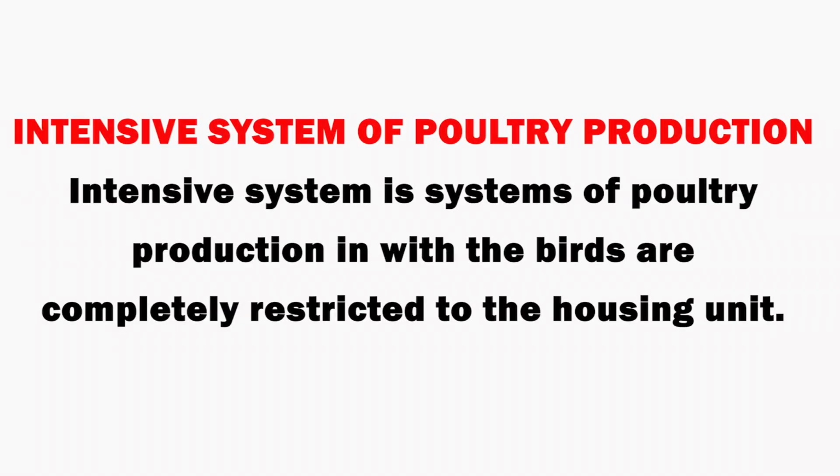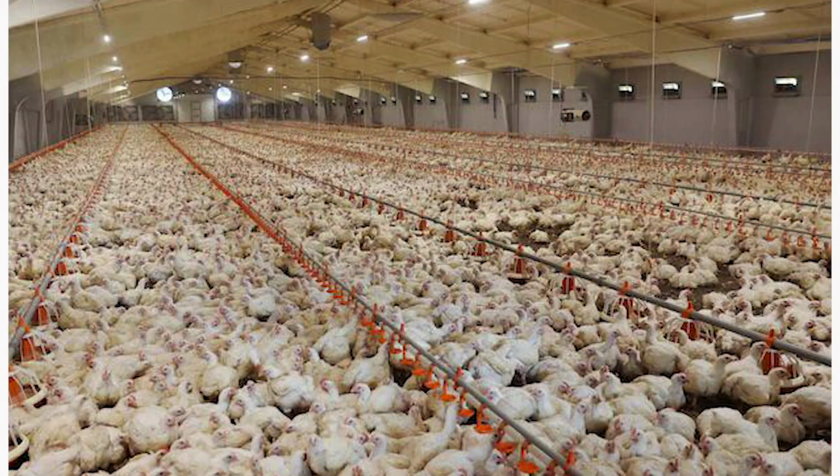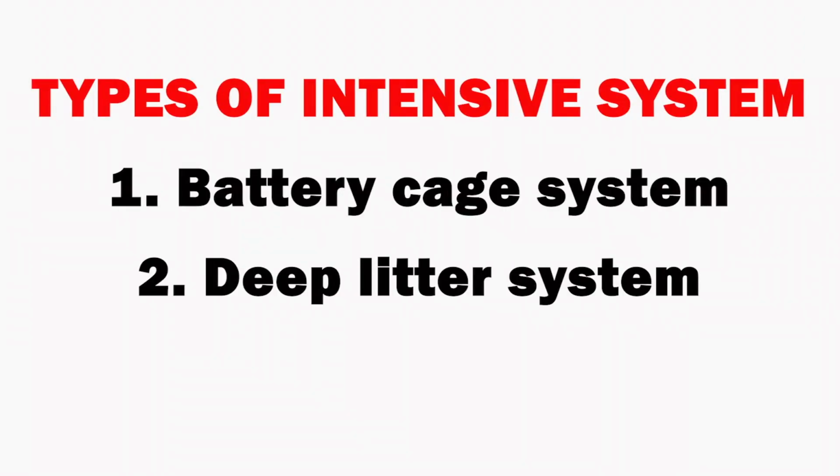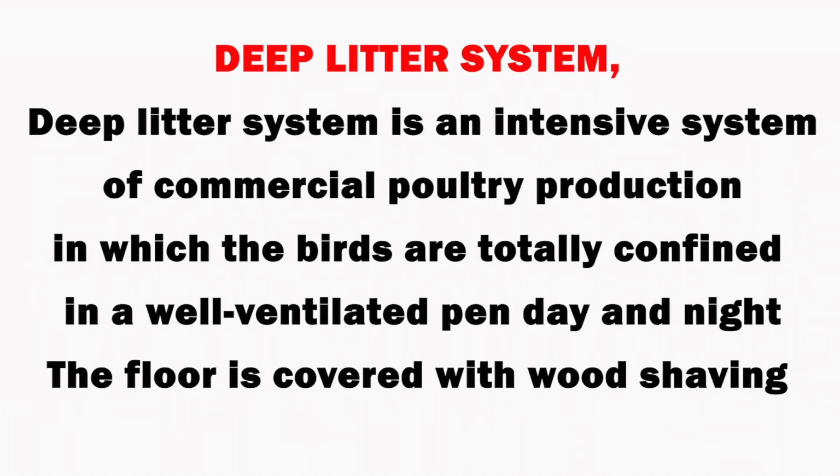Intensive system of poultry production. Intensive system is a system of poultry production in which the birds are completely restricted to their housing unit. Types of intensive system. Number one, battery cage system. Number two, deep litter system. Let's take them one by one and see how we can explain them.